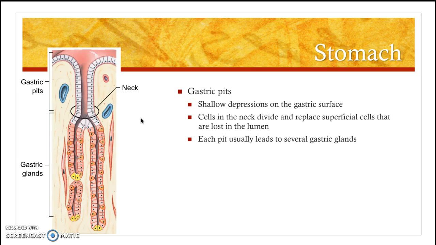On the inner surface of the stomach, there are shallow depressions called gastric pits. The cells at the base of these pits divide and replace the superficial cells that are lost into the lumen. This ensures that the epithelium remains intact. Each gastric pit leads to several gastric glands.